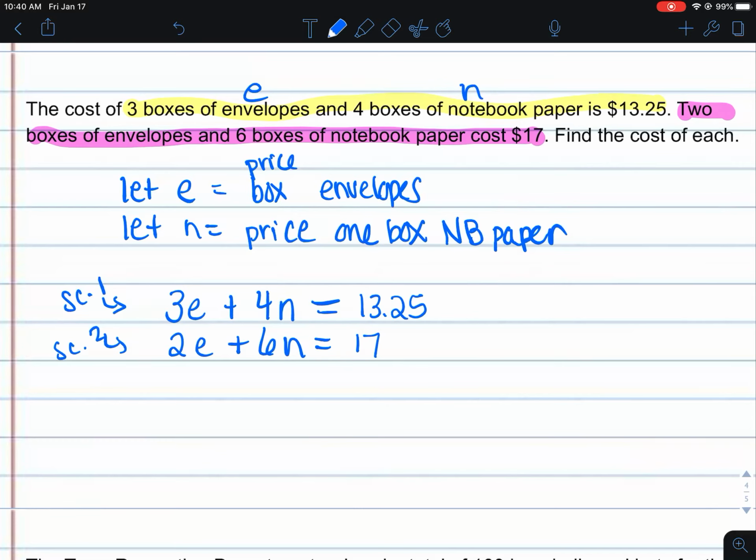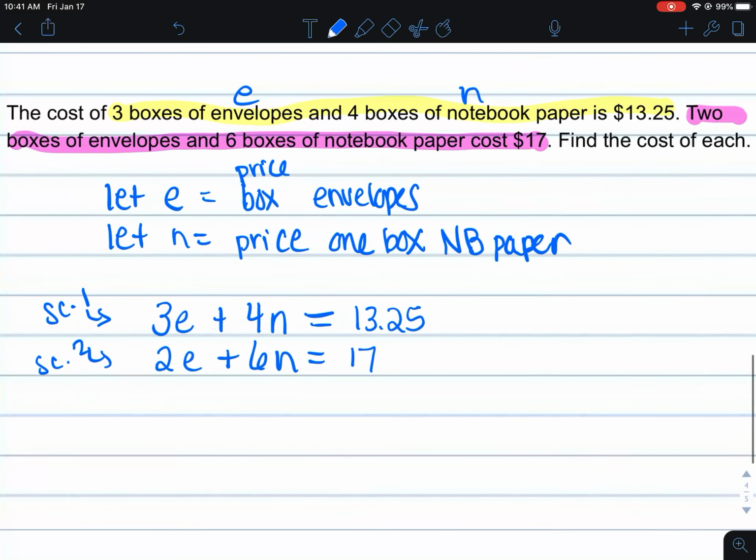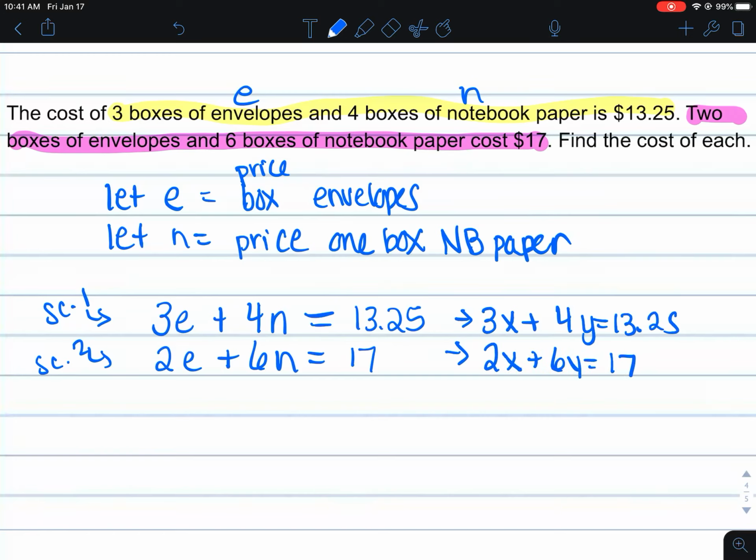So now when you're graphing these in Desmos, it's not going to graph the variables E and N, so let's just go ahead and change it to X and Y just for Desmos purposes. So let me make sure I do this right. You just want to be consistent with the same variable. So now I'm saying X is the envelope and Y is the notebook paper. So 2X plus 6Y equals 17.